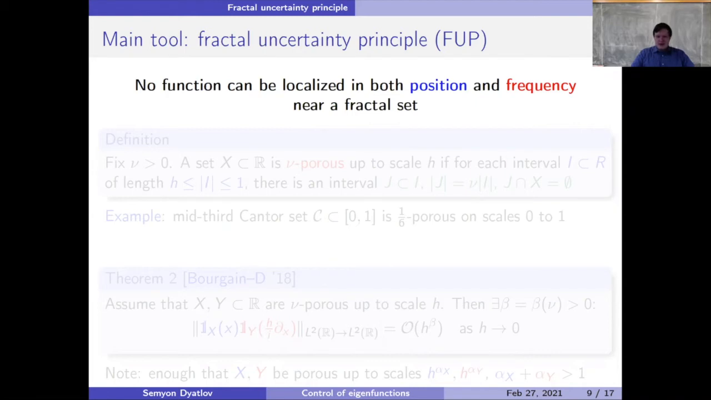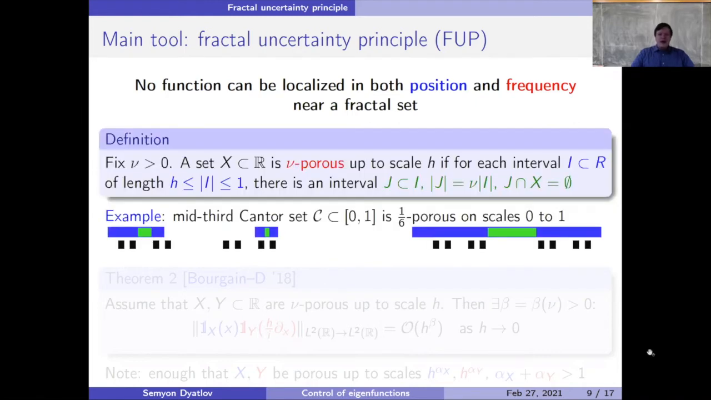My definition of fractal will be very particular. I will only study them in dimension 1, and my definition will be porosity. So I'll say that a subset of the real line is nu-porous up to scale h if for any interval of size between h and 1, there is a subinterval of relative size nu which doesn't intersect this set. So this is a quantitative version of saying that the set is nowhere dense. What does it mean for a set to be nowhere dense? It means every interval on the line has a subinterval that doesn't intersect the set. That's the definition of nowhere dense.